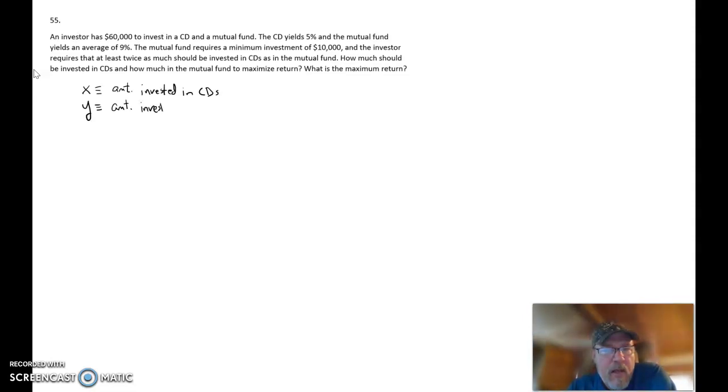I'll use MF for mutual fund. All right, and notice you have $60,000 to invest, so X plus Y should be less than or equal to 60,000. You could probably hear my daughter's bird in the background. I apologize. X plus Y less than or equal to 60,000.